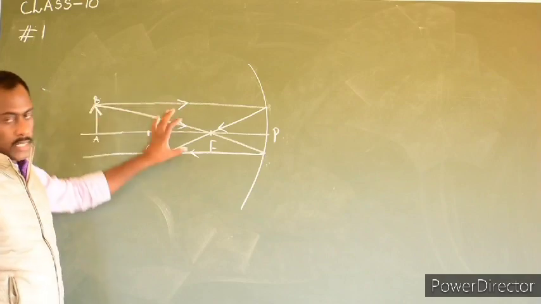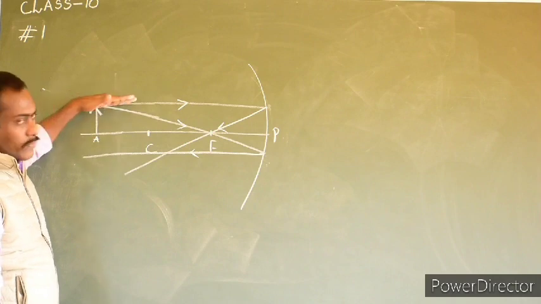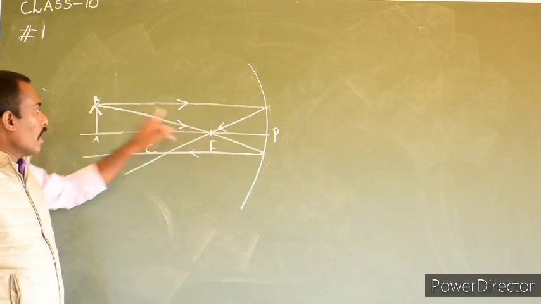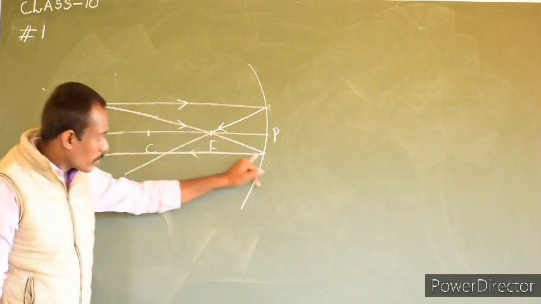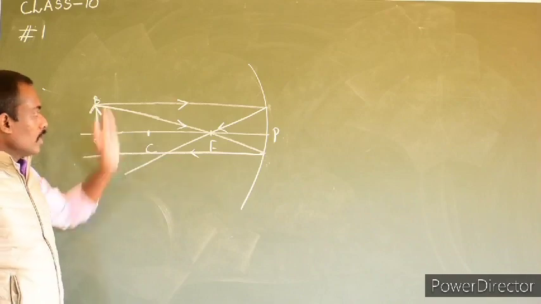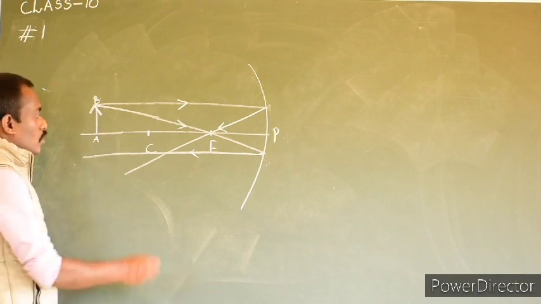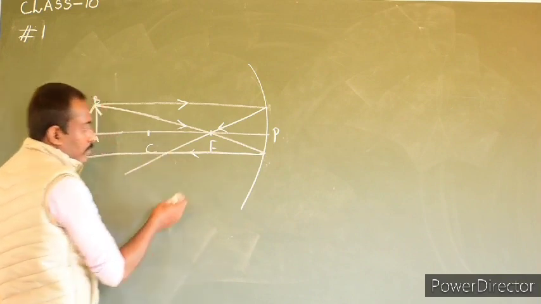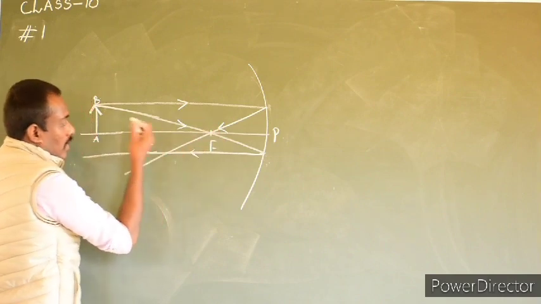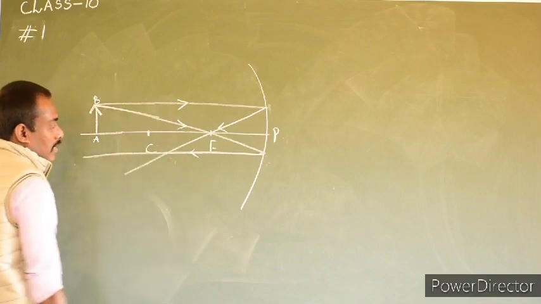So these 2 cases are definite. Any ray of light which is parallel to the principal axis will reflect back through the point F. And if an incident ray is passing through the principal focus, then the reflected ray will be parallel to the principal axis. So, where can we get the image? The image is formed where these 2 reflected rays intersect each other. This is the point where these 2 reflected rays intersect each other.